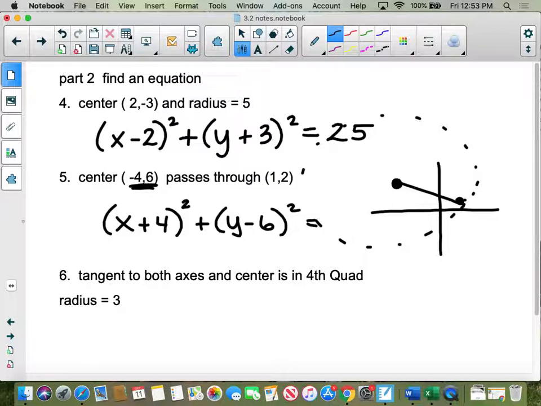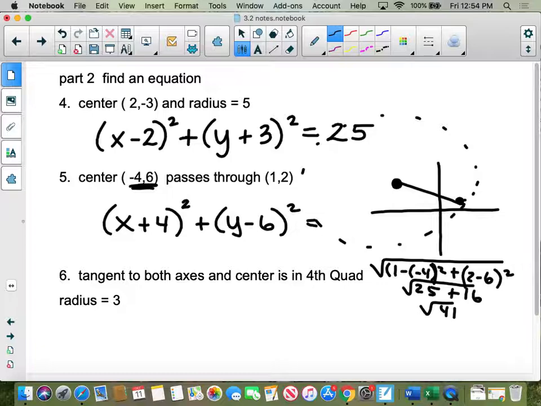So we're going to go up here and do the square root of 1 minus a negative 4 squared, plus 2 minus 6 squared. 1 minus a negative 4 makes 5, and 5 squared is 25. 2 minus 6 is a negative 4. A negative 4 times a negative 4 is a positive 16. Anytime you square anything in math, it's positive. It's the square root of 25 plus 16, which is the square root of 41. That's the radius of your circle, the square root of 41. That's the radius. But the formula here is r squared, right?